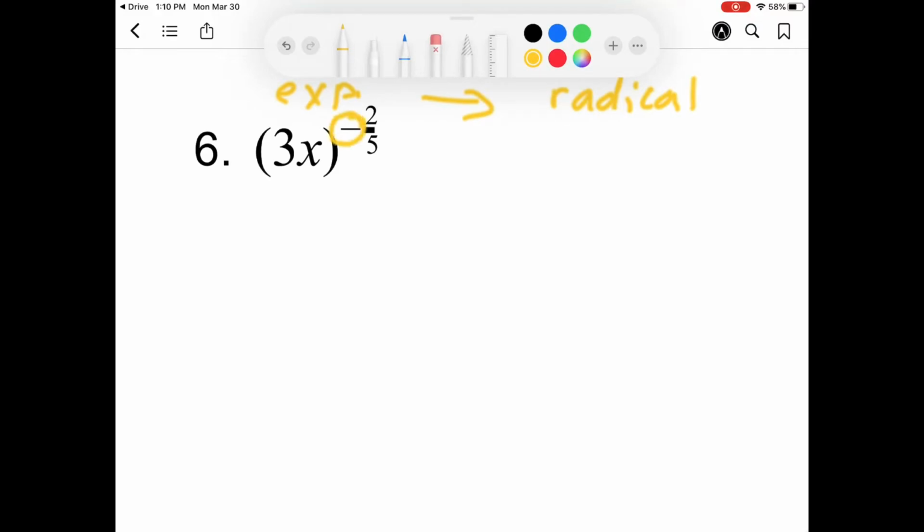Well, before we get rid of the exponent, we've got to deal with this negative exponent because that's not possible. We can't handle it. We can't do anything with it until we get rid of it. So we're going to take everything but the negative and put it in the denominator.